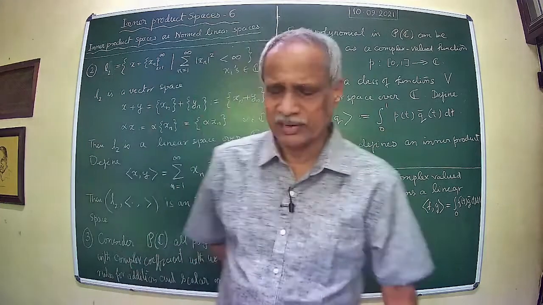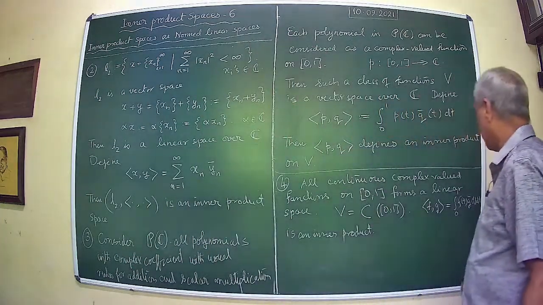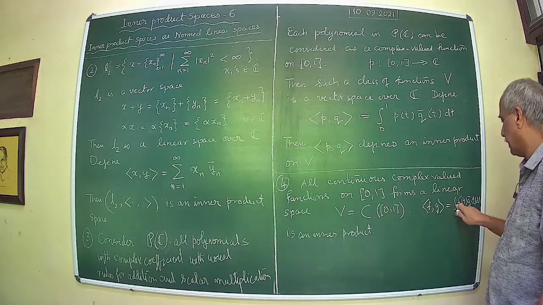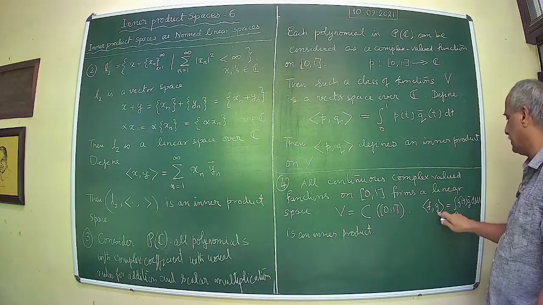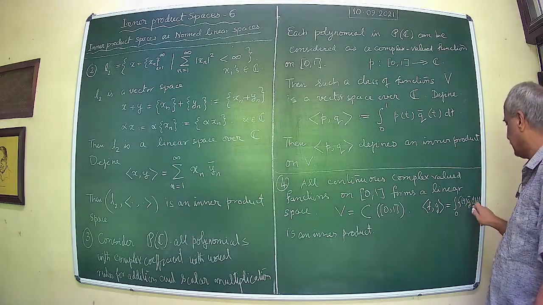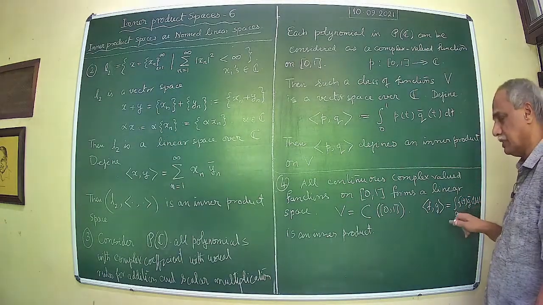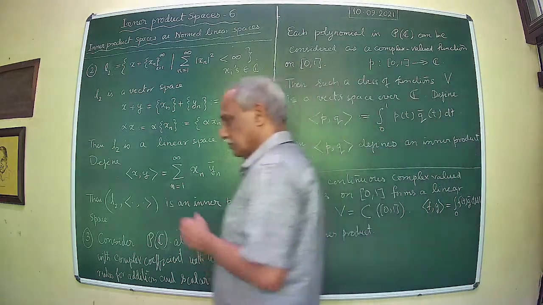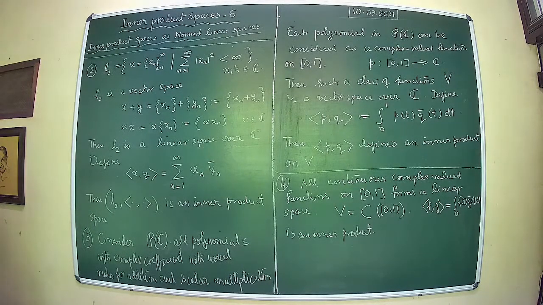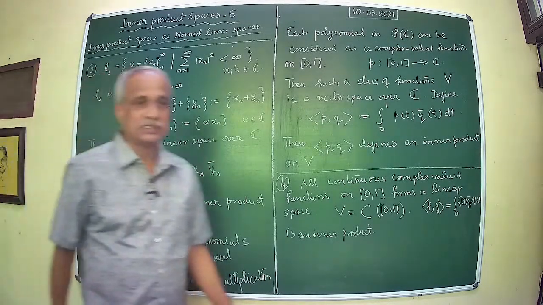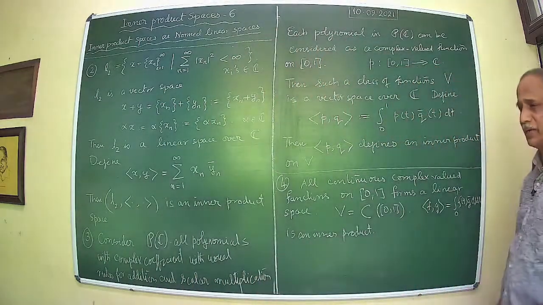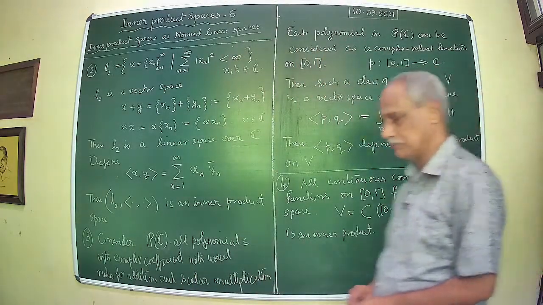can introduce, and you can even put a weight here, weight function, a positive definite function, and define fg, inner product of fg with integral 0 to 1 rt ft g bar t dt, where rt is a real valued function which is strictly positive on the interval 0 to 1. Then it becomes a weighted inner product space. So there are a lot of examples that one can introduce here.